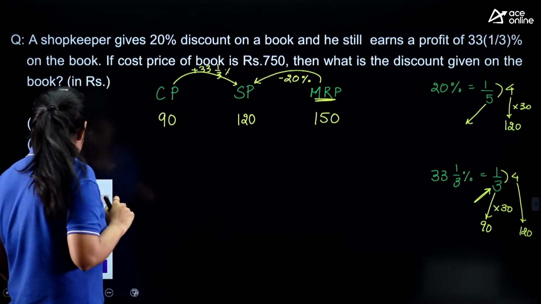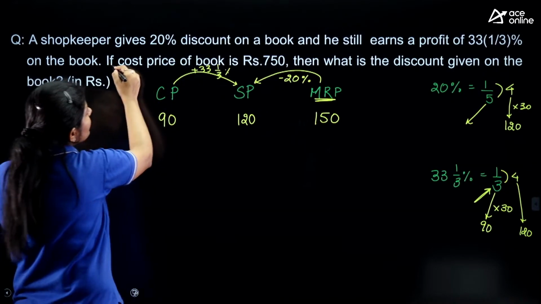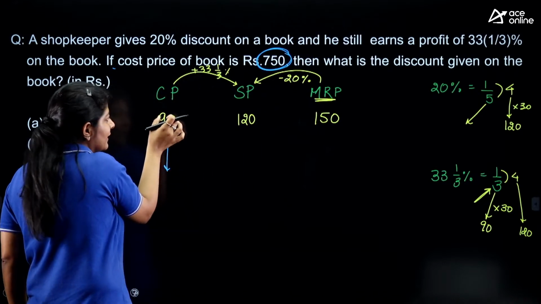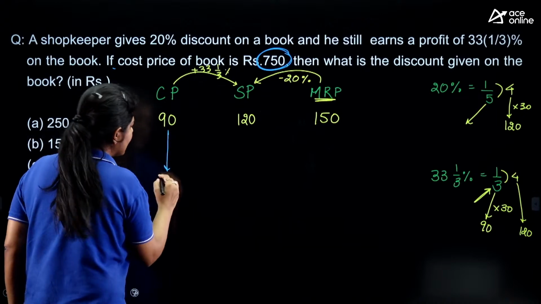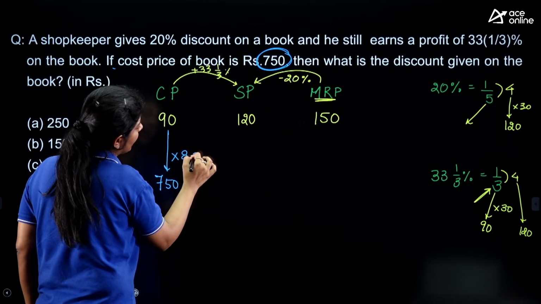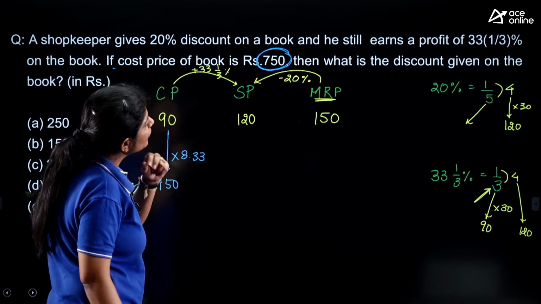Now, the question is saying that the cost price of the book is 750. That means the actual value of this particular term is 750. That means it is a multiple of 8.33. Or you can also do one thing.